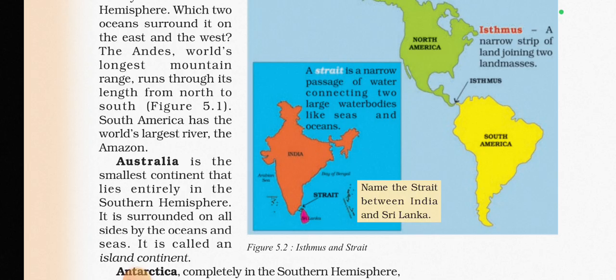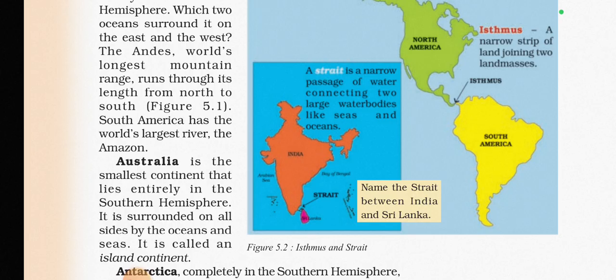Now moving ahead. Here you have also been given some facts. So, isthmus. What is an isthmus? A narrow strip of land joining two land masses. Here is the Isthmus of Panama, as we read earlier. So an isthmus means a narrow land strip that joins two land masses.